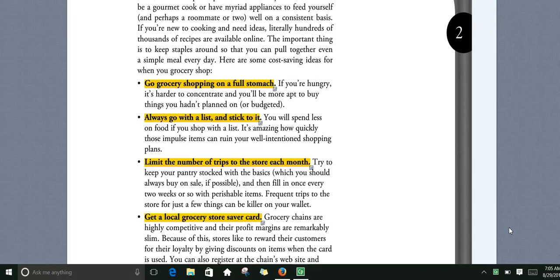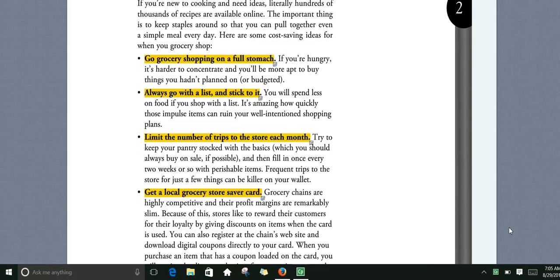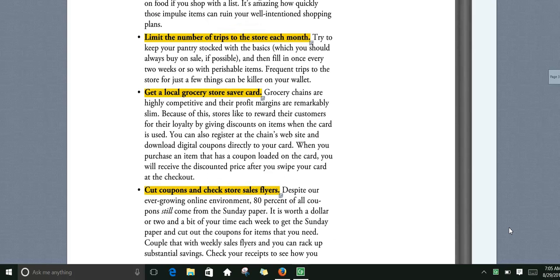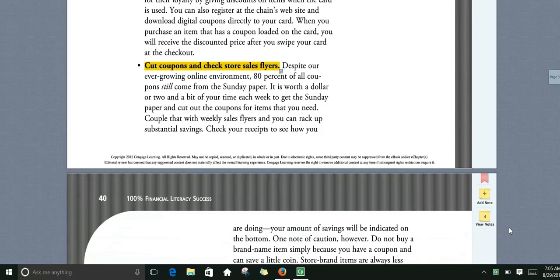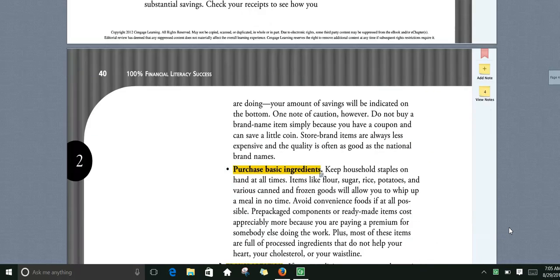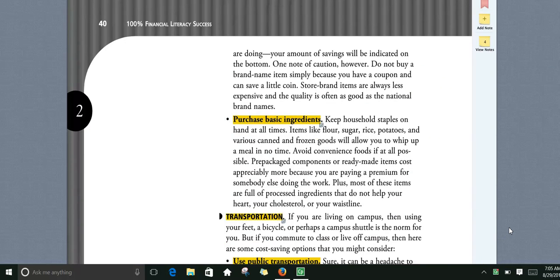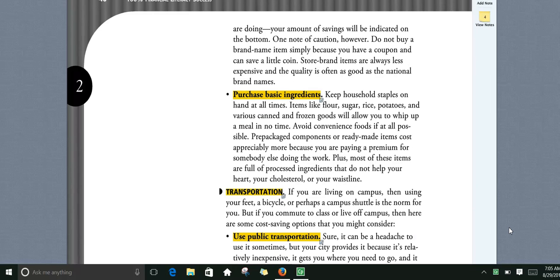Go grocery shopping on a full stomach so you don't spend as much. Always use a list and stick to it. Limit the number of trips to the store each month. If you go on a monthly basis, you'll spend less in the long run than if you go each week. Get a local grocery store saver card if there's one available, and use coupons, as someone said in one of the discussions. And of course, sales flyers. Purchase basic ingredients so that you always have those on hand.